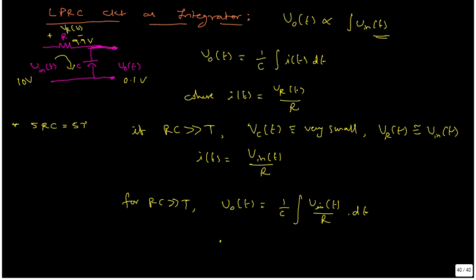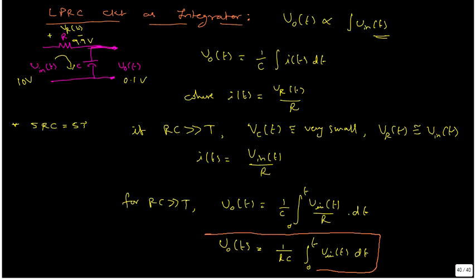So R can be taken outside. V0 of t is equal to 1 by RC times the integral from 0 to t of V in of t dt. That means the output is an integral version of the input signal. So we have proved that V0 of t is proportional to the integral of V input of t. So the low pass RC circuit can act as an integrator only for the condition that RC should be very large compared to T. Remember this.